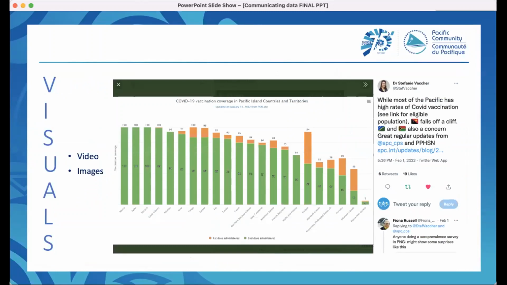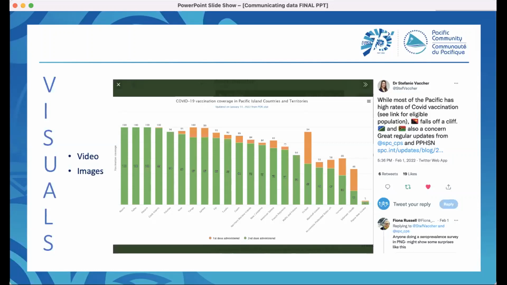Graphics and data go together, and Phil just spoke about how it's easier than ever to create data visualizations. And when communicating or engaging audiences on social media with the information that you have to present, they're invaluable as they offer a clear visual way for audiences to understand the data. This example here shows a new graph that's available on the Pacific Data Hub website that shows COVID-19 vaccination coverage for Pacific Island countries and territories.